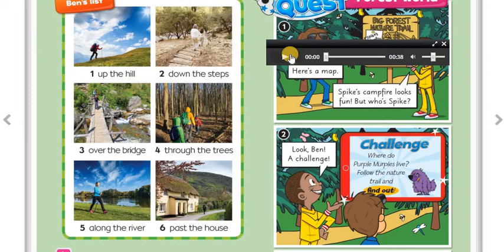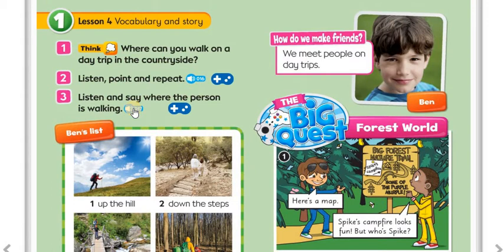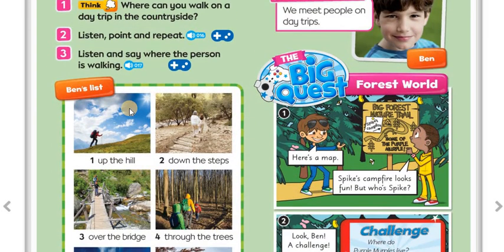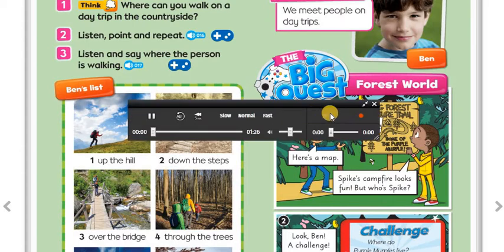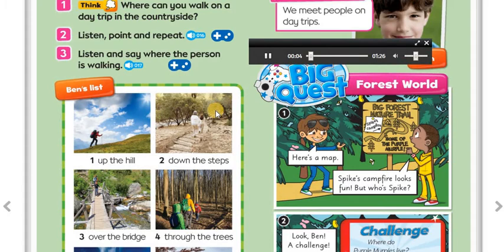Right? And then we listened to people here. We listen and say where the person is walking. Do you remember? Let's listen one more time and try to find where they are walking, okay? Listening 17. Listen and say where the person is walking.